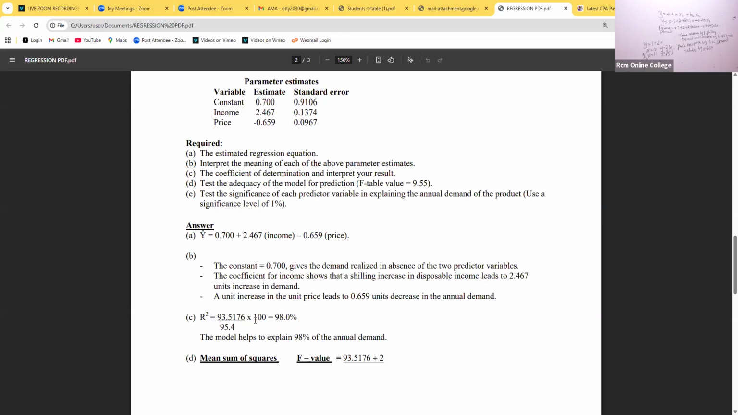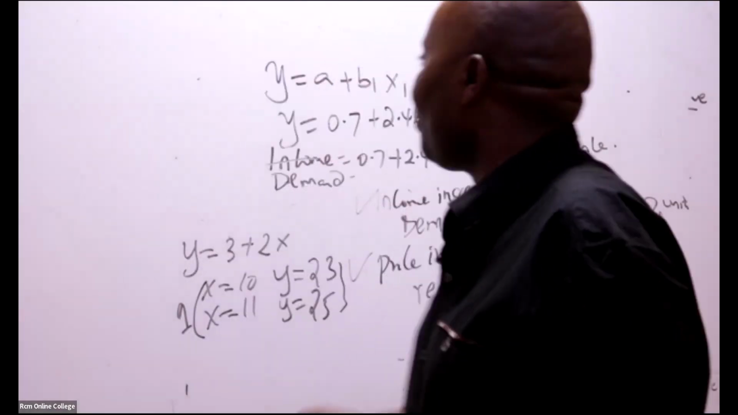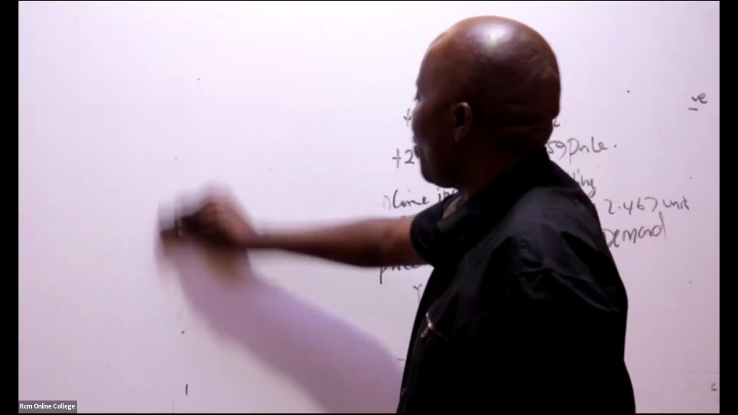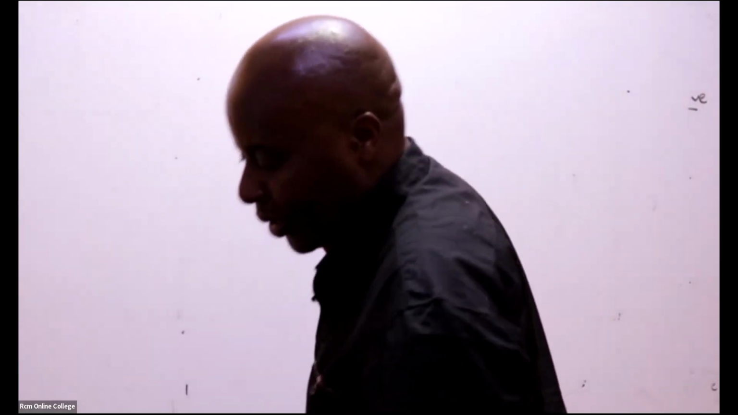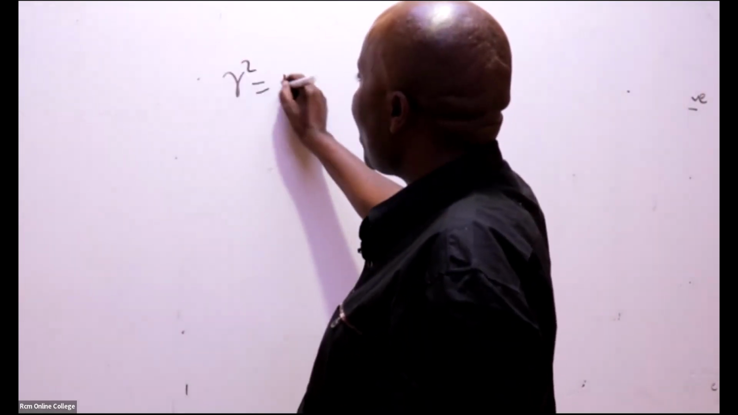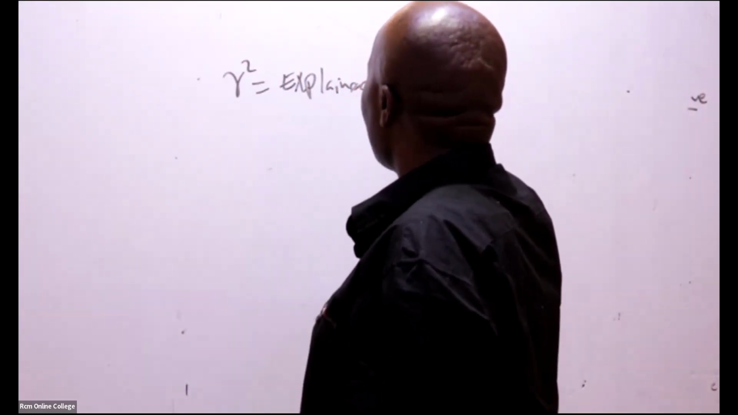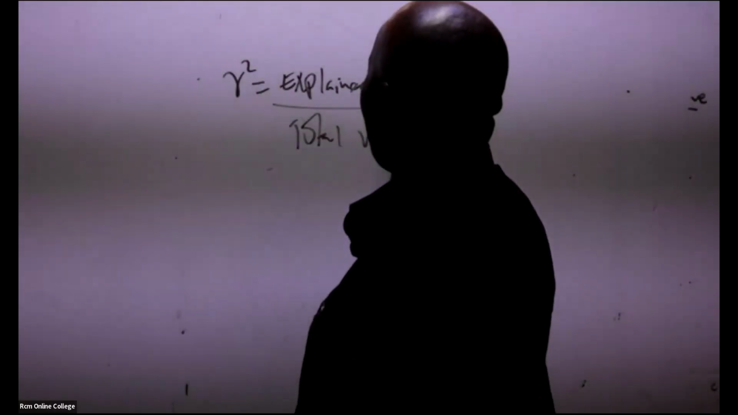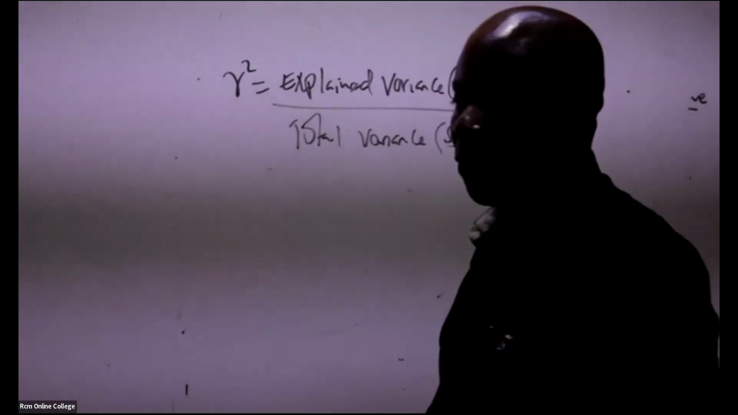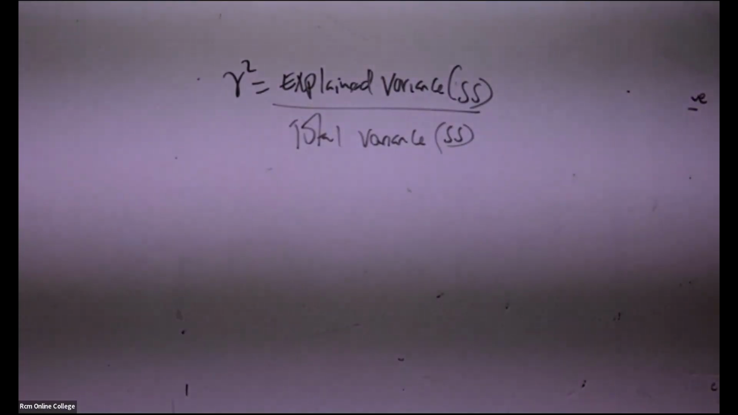So this R squared, ladies and gentlemen, what do we need to do to get this R squared? To get this R squared is really easy. This is what we shall do to get R squared. We shall take the explained variance in terms of sum of squares over total variance, again in terms of sum of squares.